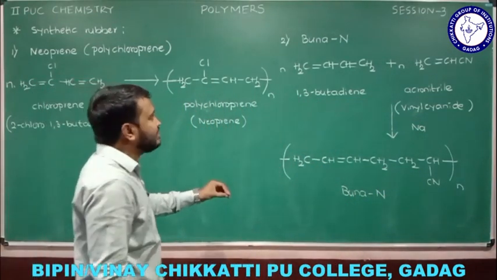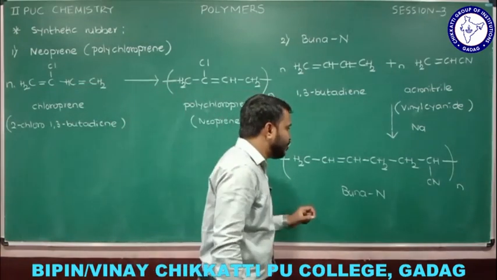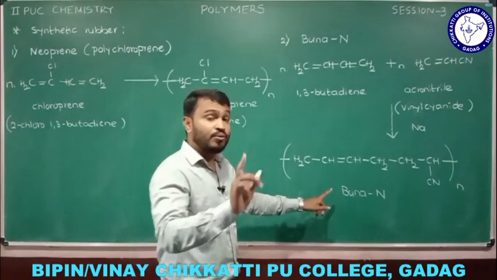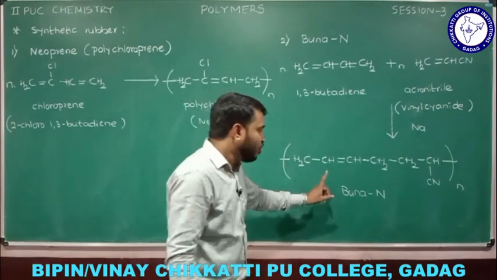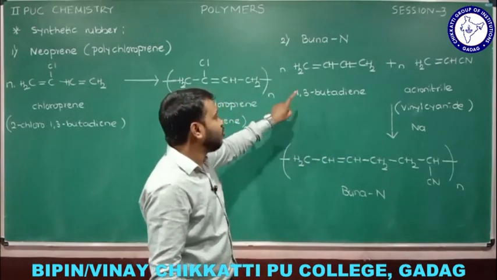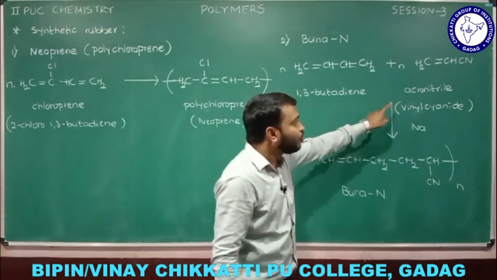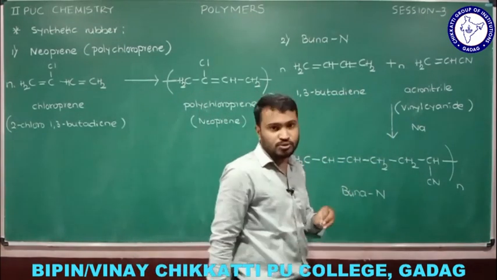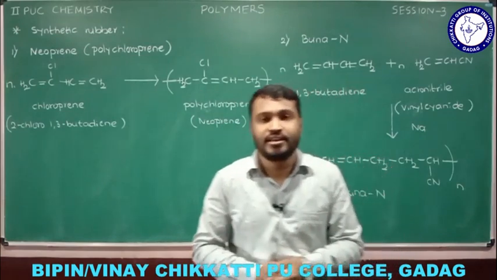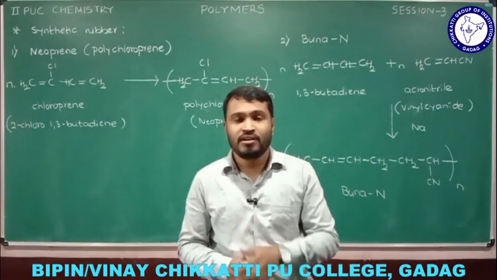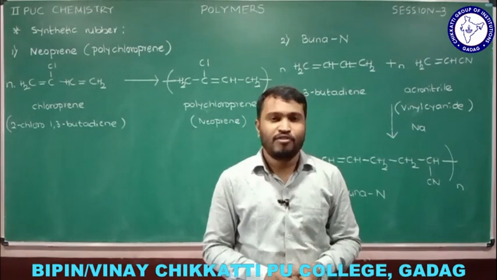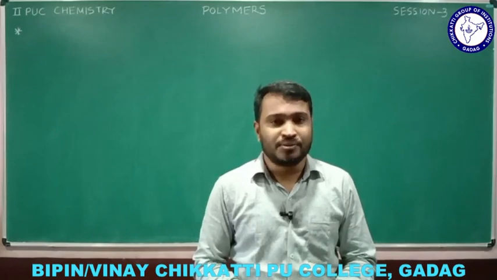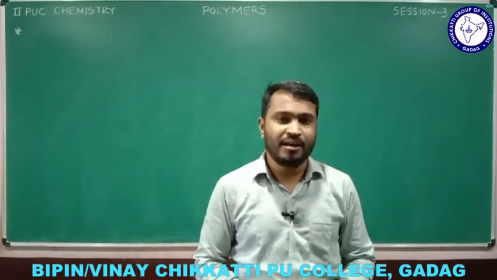Remember, Buna-N is an example of a synthetic polymer, and I told you how to write the statement. Buna-N is formed by copolymerization. Remember that one: Buna-N is formed by copolymerization of 1,3-butadiene and acrylonitrile in the presence of a sodium catalyst. You can write copolymerization here also. So these two are the examples I can give for synthetic rubber: one is neoprene and one more is Buna-N. And now we'll see the last concept, that is biodegradable polymers.